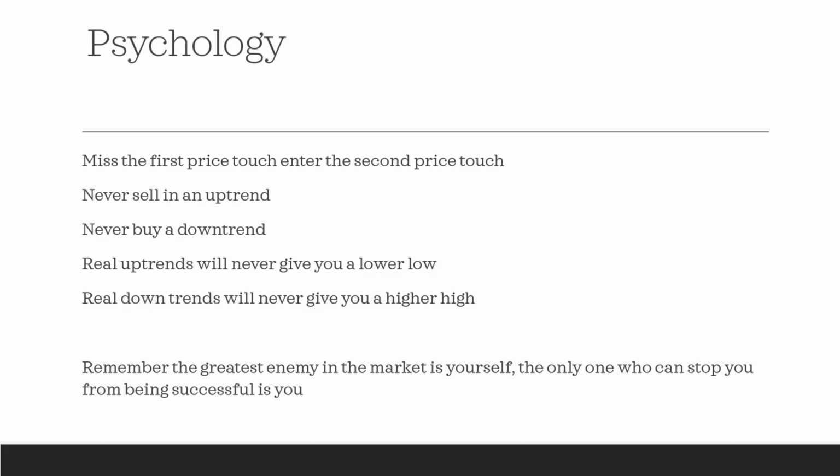So I want you guys to remember that the greatest enemy in the market is yourself. And the only one who can stop you from being successful is yourself. Realistically, you guys can have all the right trades and all the right entry points, but if you cannot get out of your own head and stop fidgeting with the trades, so on and so forth, and just look at it for 27 days in a row, ultimately you're going to lose anyway. And that's just the name of the game.